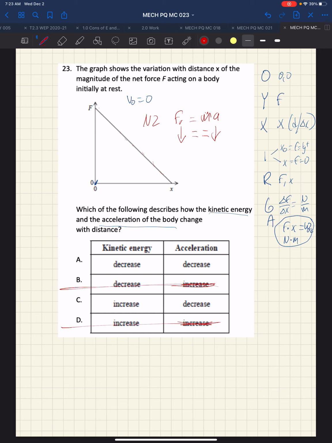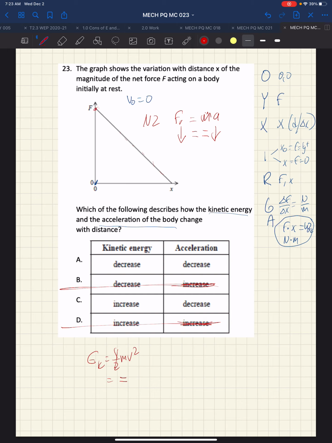So the question then is, what happens to the kinetic energy? The kinetic energy, let me write it down here, is 1/2 mv squared. Our choices are decrease and increase. Now we know this 1/2 isn't going to affect whether it increases or decreases. The mass itself stays equal. So the question is, what's happening to the speed or the velocity of this thing as time goes by?